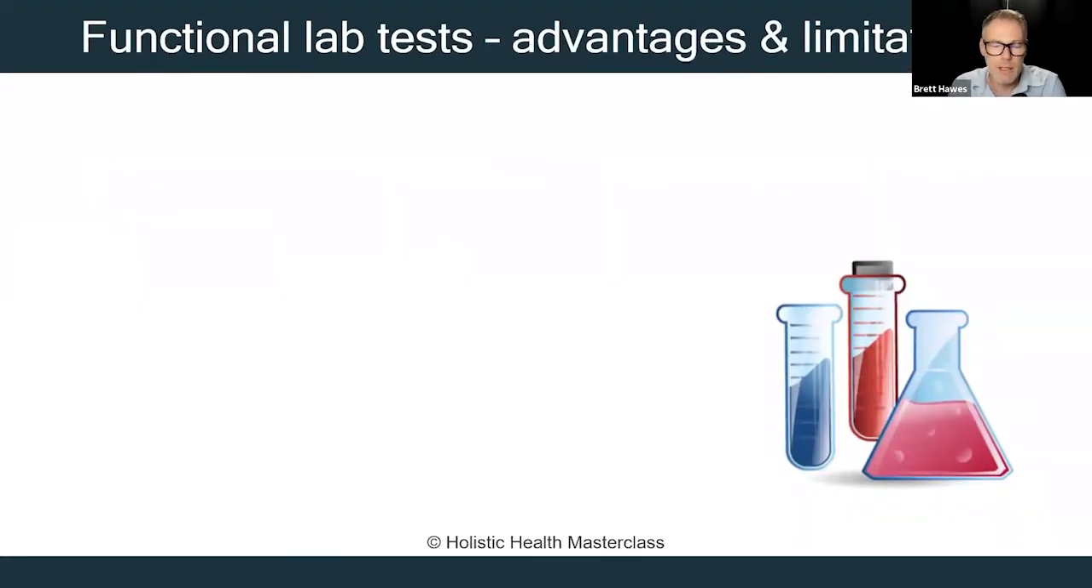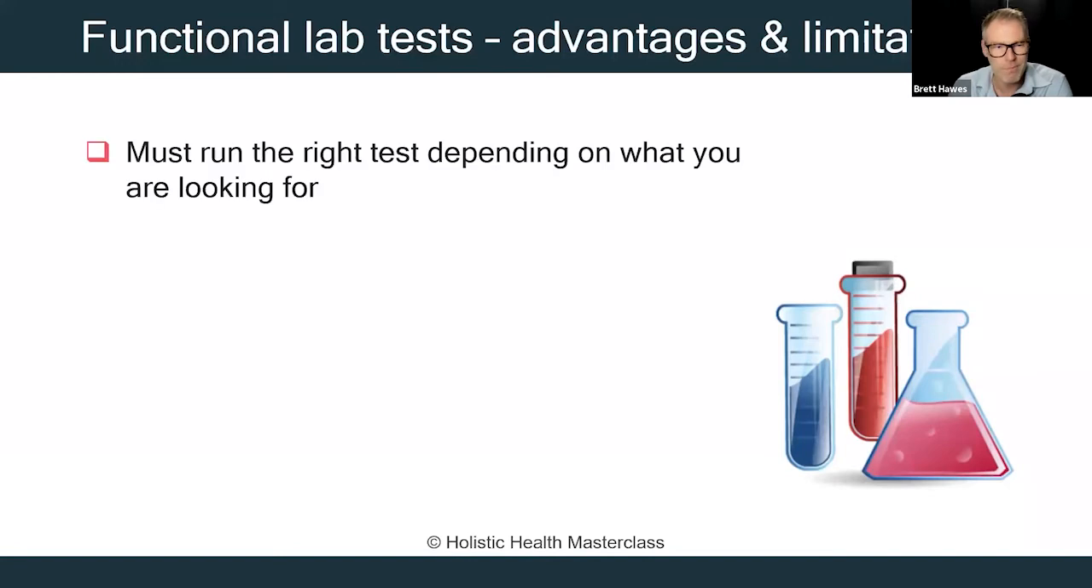Now, as we said in the beginning of this presentation, there are some advantages of functional lab testing. And of course, there are some limitations. So you must run the right test depending on what you're looking for. This is why we'll talk about SIBO testing today, because that's blowing up big time, right? People are talking about SIBO testing all the time. And I'm like, well, a SIBO test only looks at SIBO. That's it. It doesn't look at anything else.